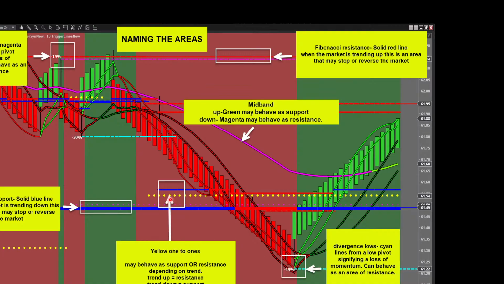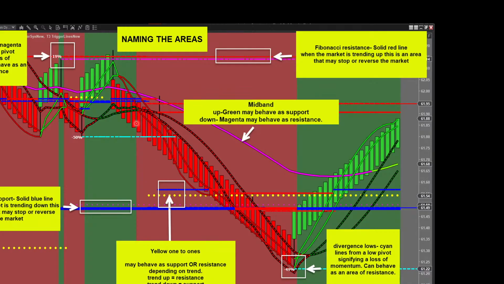And you'll see yellow 1-to-1s. These are magical little 100% Fibonacci alternates. If the market's going down, they can behave as support, and if the market's going up, they can behave as resistance, guys. All of these areas are going to be on both the charts that you're looking at. Some of them can be market stopping lines, and some of them can just be places for entry. All you have to know is the names.